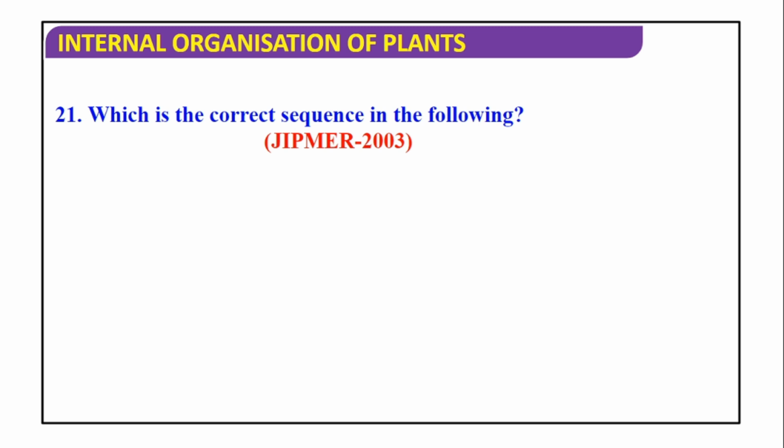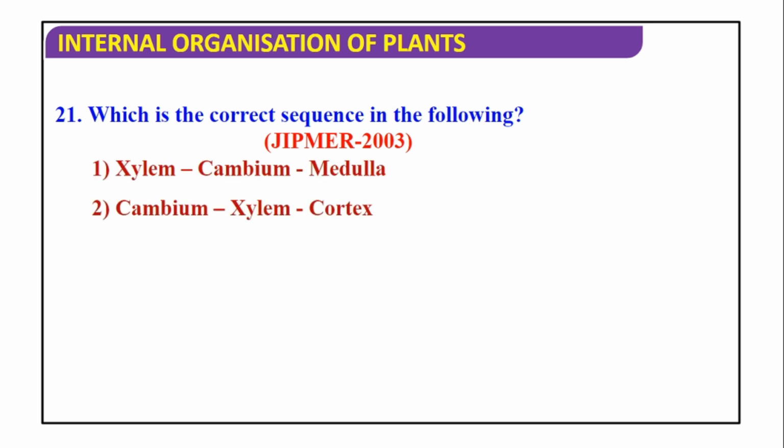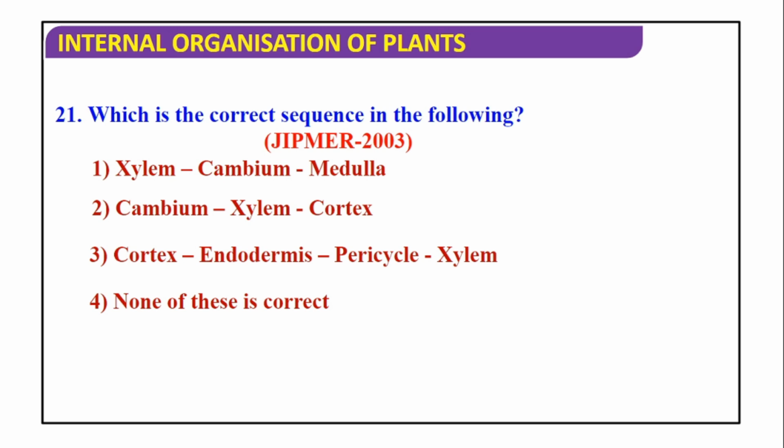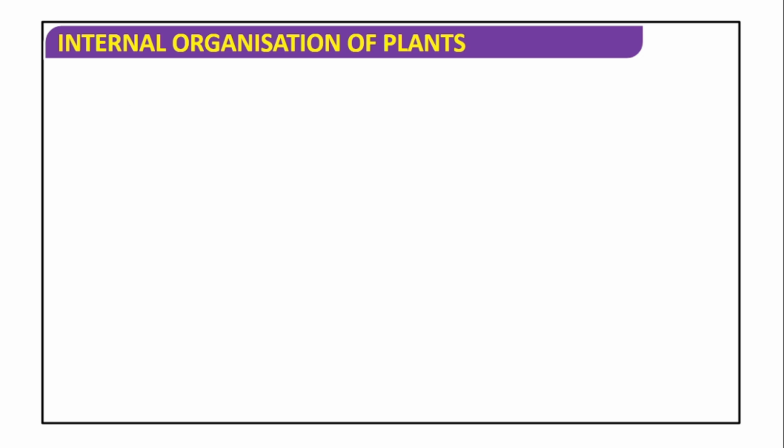Next question, which is the correct sequence of the following? First, xylem, cambium, medulla. Second, cambium, xylem, cortex. Third, cortex, endodermis, pericycle, xylem. And last, none of these is correct. So the correct sequence is the cortex, then endodermis, then pericycle and xylem.